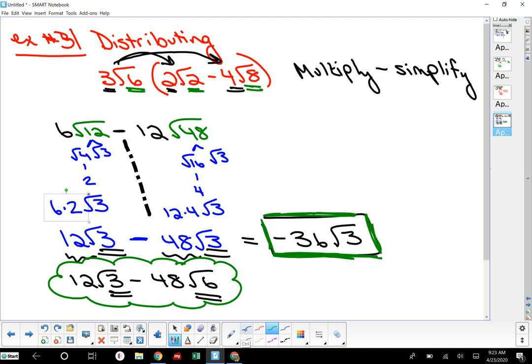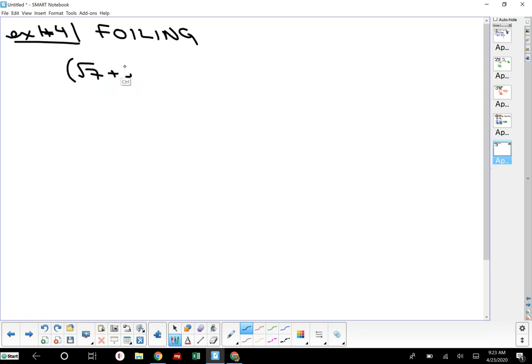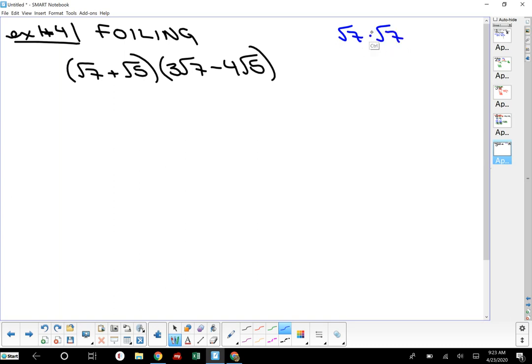All right, next example is foiling. And we're going to do one that looks like rad 7 plus rad 5 times 3 rad 7 minus 4 radical 5. Okay, now keep in mind, if you multiply a rad 7 times a rad 7, you get a rad 49, which is just plain 7, right?